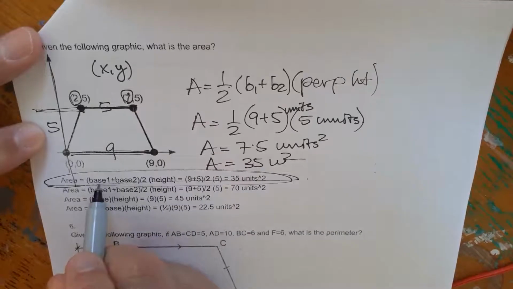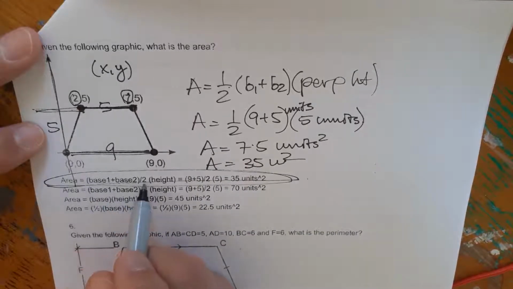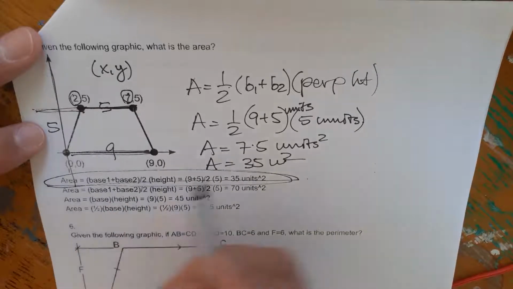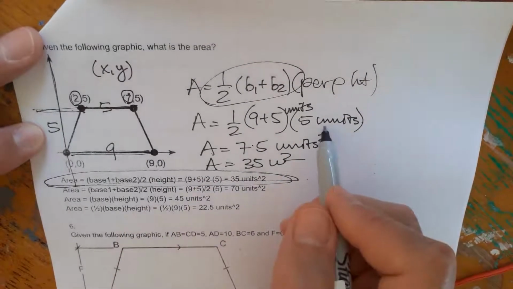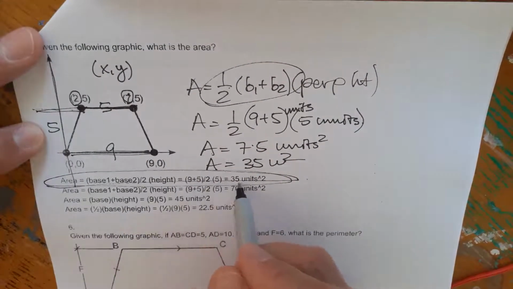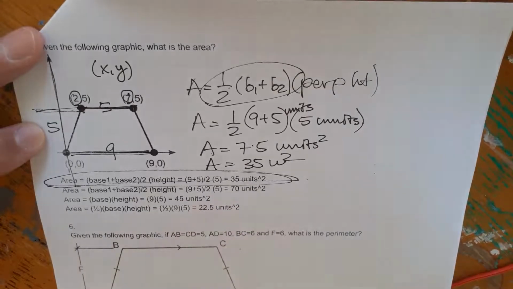And here they help us out a lot. We could have looked at the answer: base 1 plus base 2 divided by 2. That's the average of the bases. That's what we did here. And times perpendicular height. That's what we did here. Here's the calculation, 35 units to the power 2.